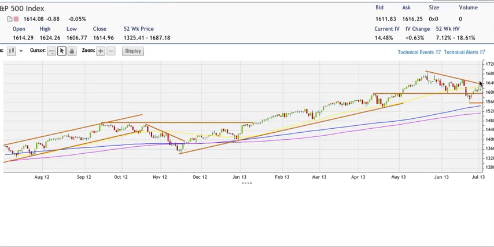Also here, I just drew this trend line, around 1638. That's going to be important if we break that trend line, also to break that to the upside. So I would not get immediately bullish if we do break that 50-day. So that's what I'm looking at here.